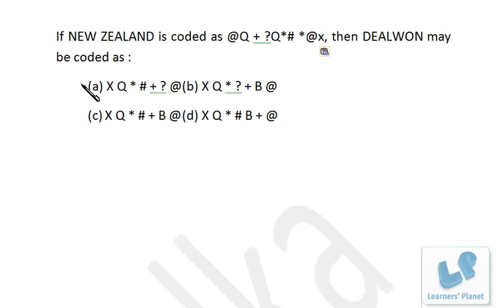Now let's see this question. If this word is coded as this, then we have to find out the code for this word. First of all, we have to check how it is happening. We have two N's. So N is replaced by this sign, and this N is also replaced by this sign. That means it's just a simple replacement of the letters, right?